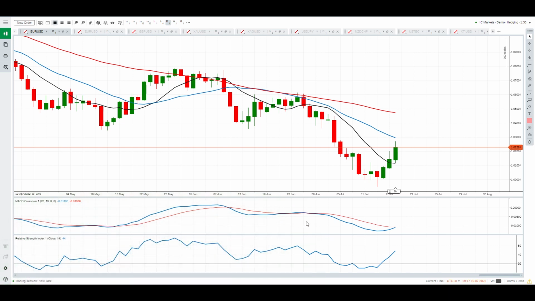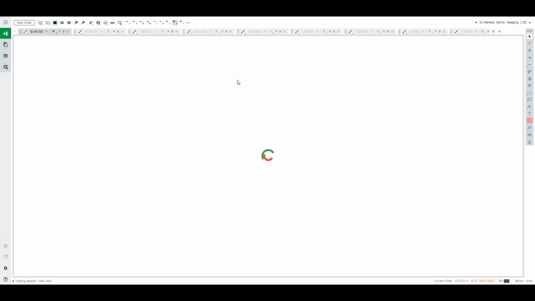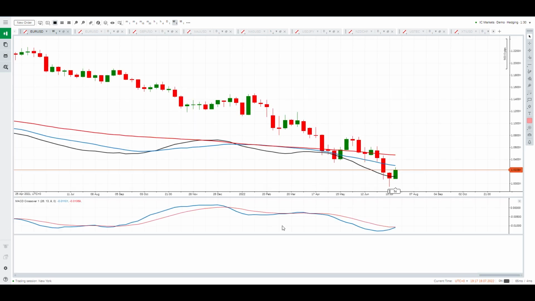Actually, I'm going to start off here with the euro dollar. What I want to point out, first of all, is we've had a very mercilessly strong US dollar, and we've become quite overextended, overdue for a bit of a correction.